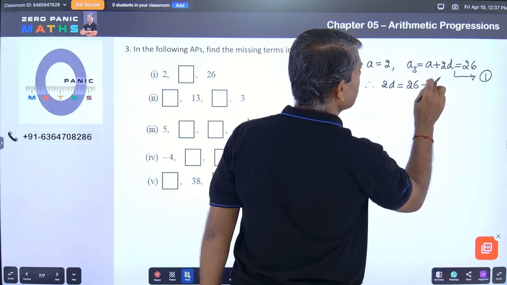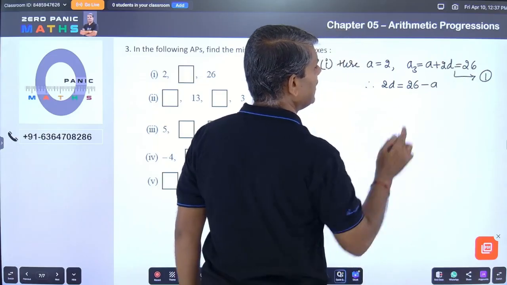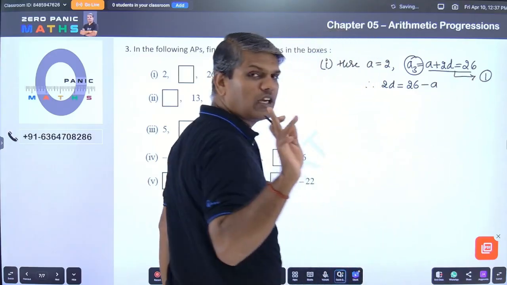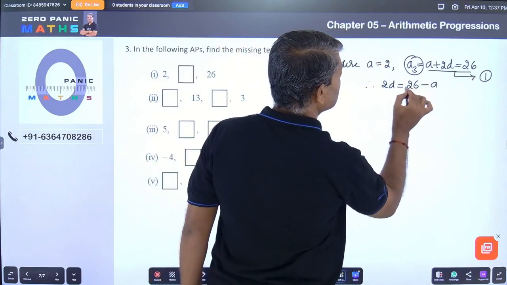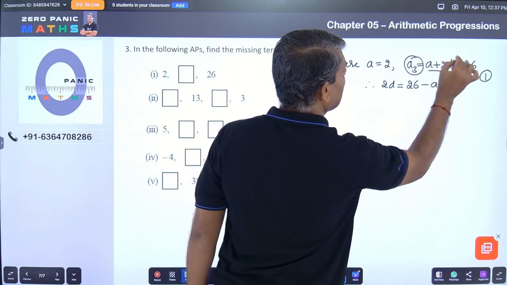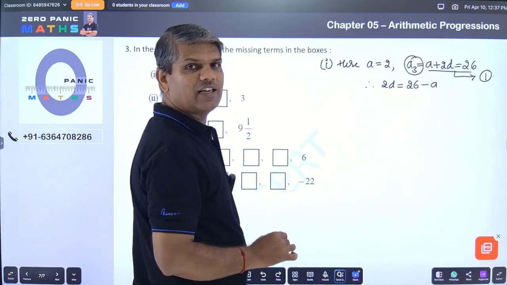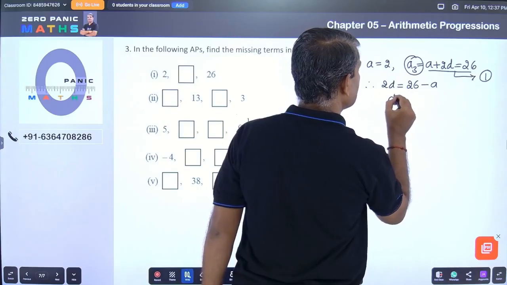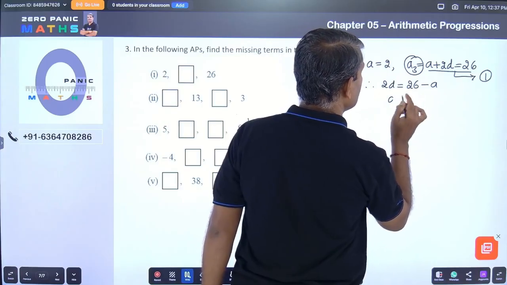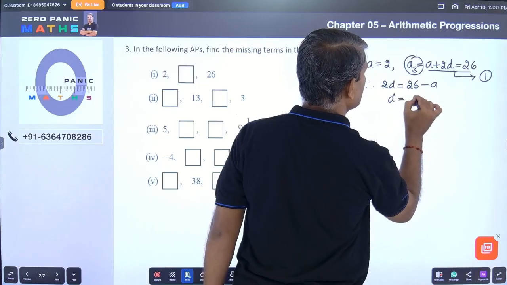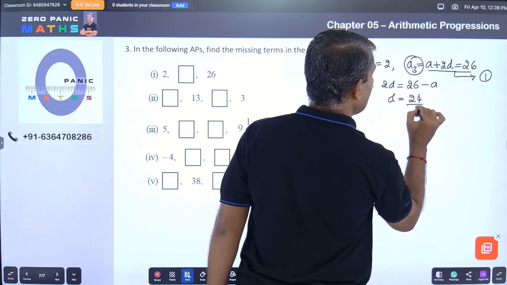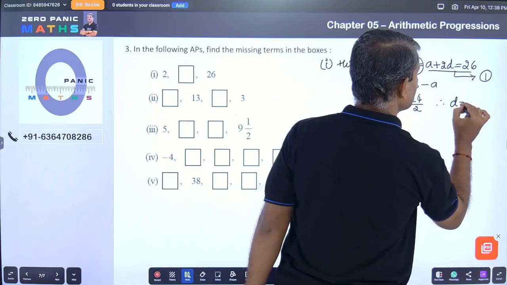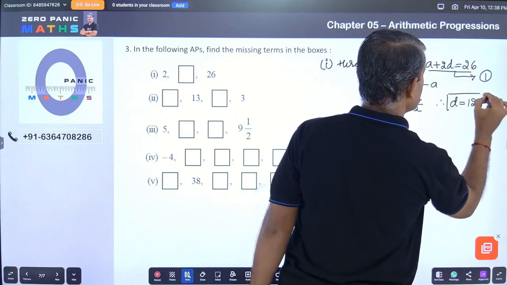Okay, so therefore you can say 2D is equal to 26 minus A. I'm taking A to that side. Forget about this, I'm considering this as equation 1. Don't get confused. So 2D is equal to 26 minus A, and what is the value of A? It is 2. So D is equal to 26 minus 2, that is 24 divided by 2. So therefore, what is D? D is 12.